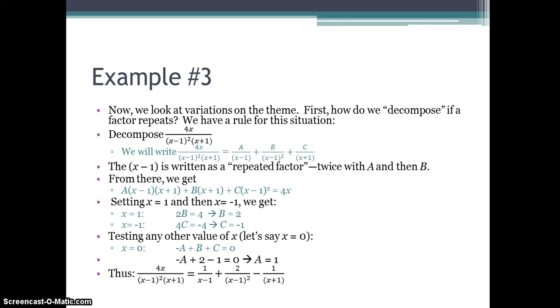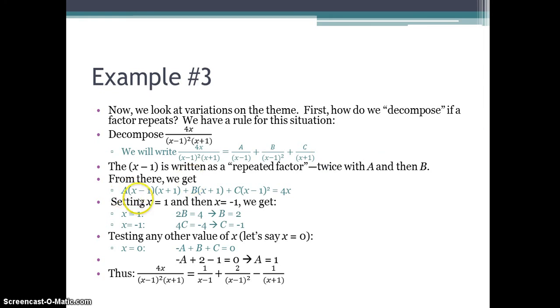First, how do we decompose if a factor repeats? Well, we have a rule for the situation, and the rule is we write the factor twice if it's squared. So we're going to write 4x over x minus 1 squared times x plus 1 as a over x minus 1 plus b over x minus 1 squared plus c over x plus 1. Notice the x minus 1 is written as a repeated factor. That's because we want to capture the x minus 1 twice.